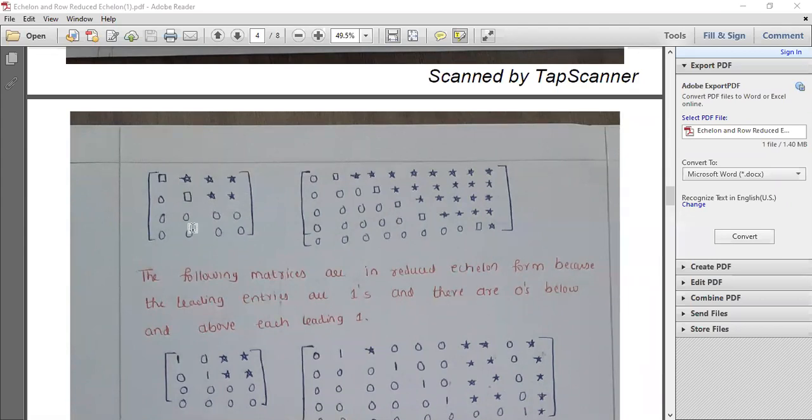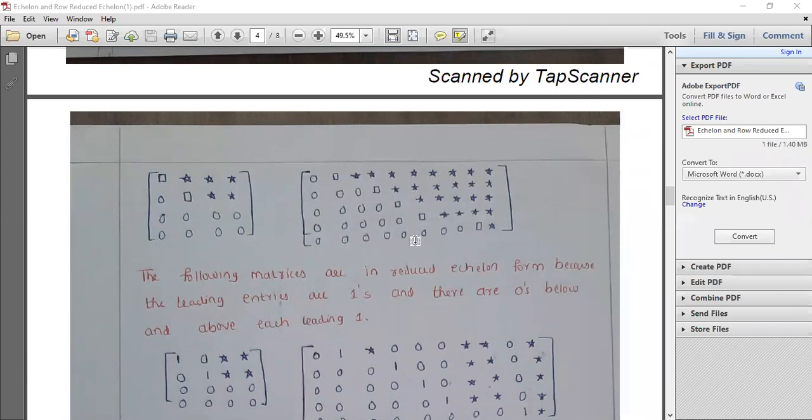Generalized echelon form: if this is a 10 cross 5 matrix, then this is how your echelon form looks. For example, this is my first leading entry, this is the next leading entry, and the next, and the next. If this is the case, then this is how the echelon form looks.